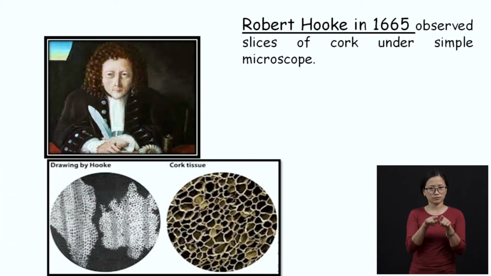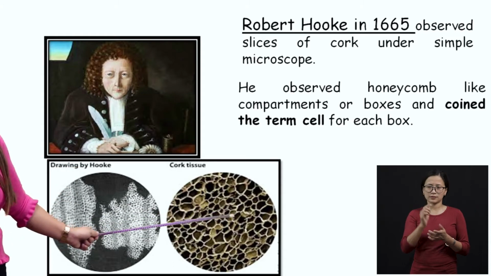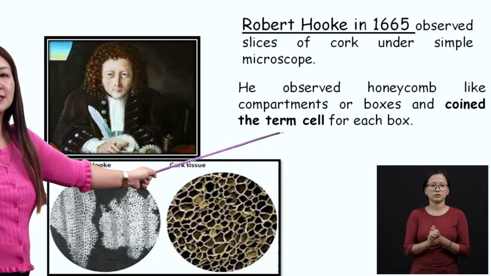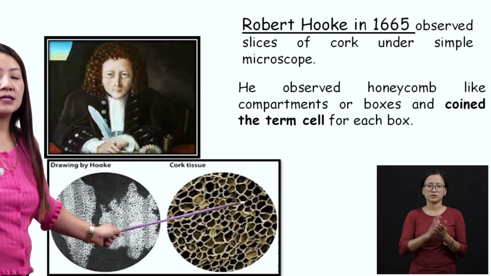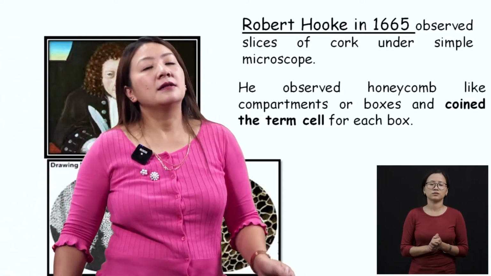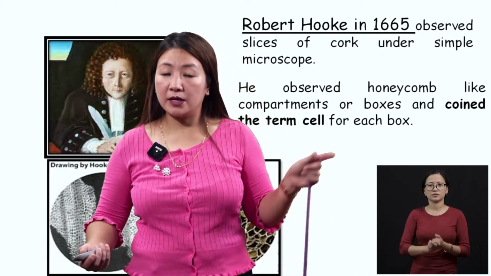So he coined the term cell. He observed honeycomb-like compartments or boxes. See, all these compartment boxes, and coined the term cell. So he gave this name cell for each of these boxes. Okay, so this is how the name of cell came into being, Robert Hooke.